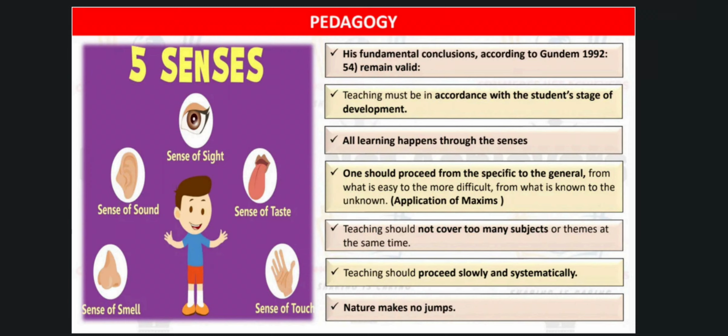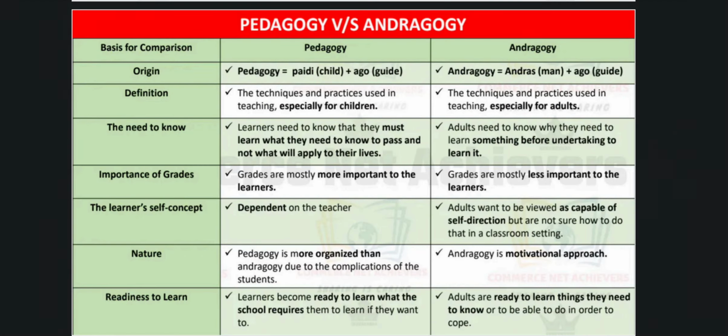Teaching must be in accordance with a student's stage of development. All learning happens through the senses. One should proceed from the specific to the general, from what is easy to the more difficult, from what is known to the unknown. Like application of maxims, teaching should not cover too many subjects or themes at the same time. Teaching should proceed slowly and systematically. Nature makes no jumps.